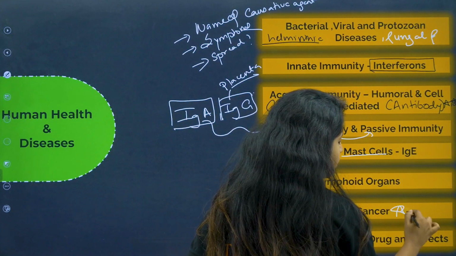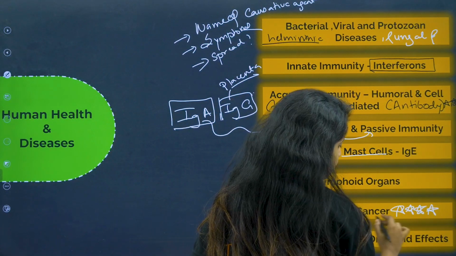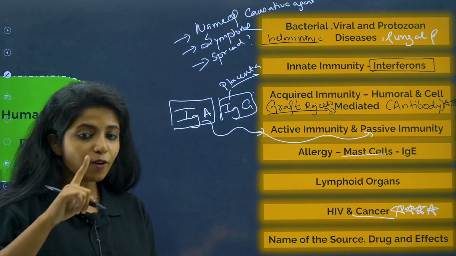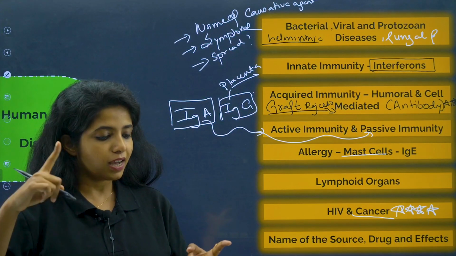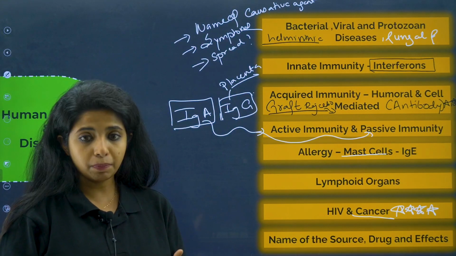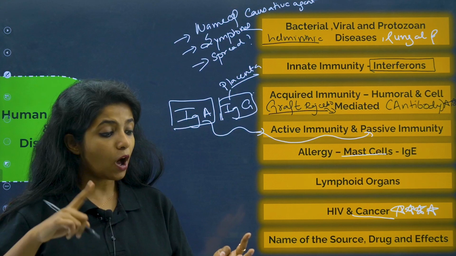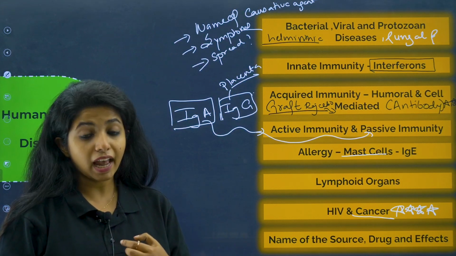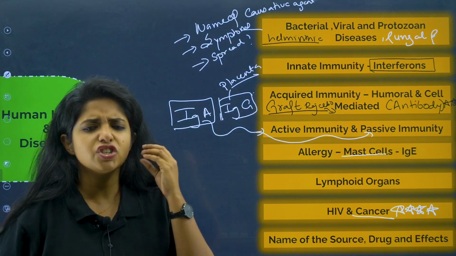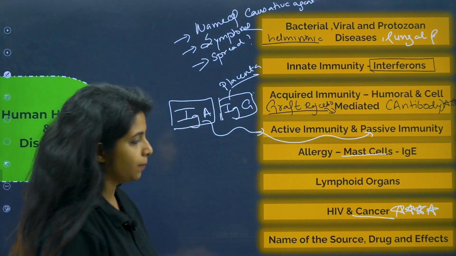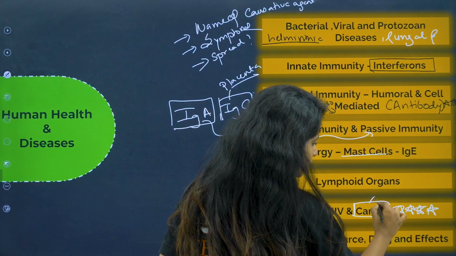Cancer, again a very important topic from this particular chapter. The causes of cancer, how cancer cells are different from normal cells, what treatment methods are available for cancer, what diagnostic methods are available for cancer. Each and everything under cancer is important. So go through it really well.